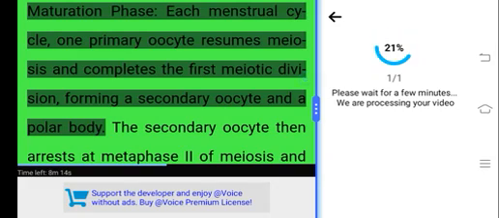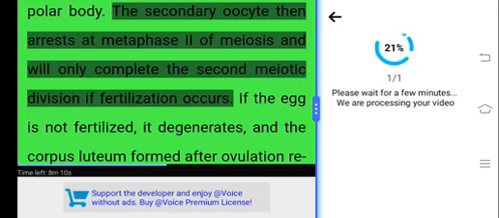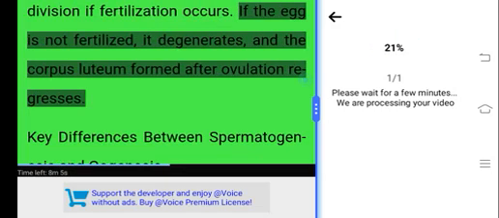Maturation phase. Each menstrual cycle, one primary oocyte resumes meiosis and completes the first meiotic division, forming a secondary oocyte and a polar body. The secondary oocyte then arrests at metaphase II of meiosis and will only complete the second meiotic division if fertilization occurs. If the egg is not fertilized, it degenerates, and the corpus luteum formed after ovulation regresses.